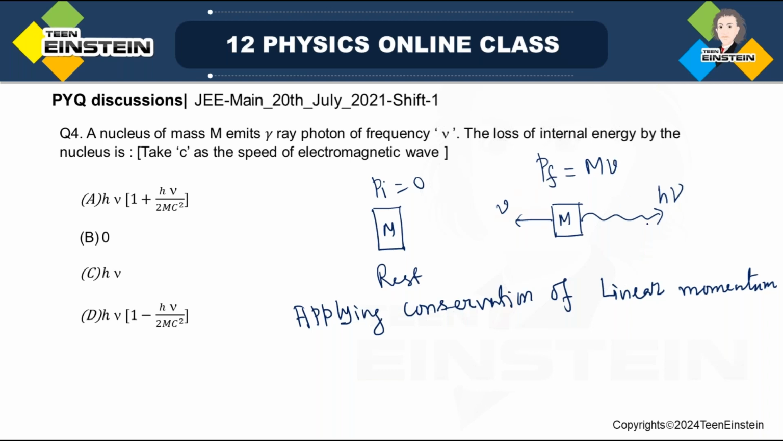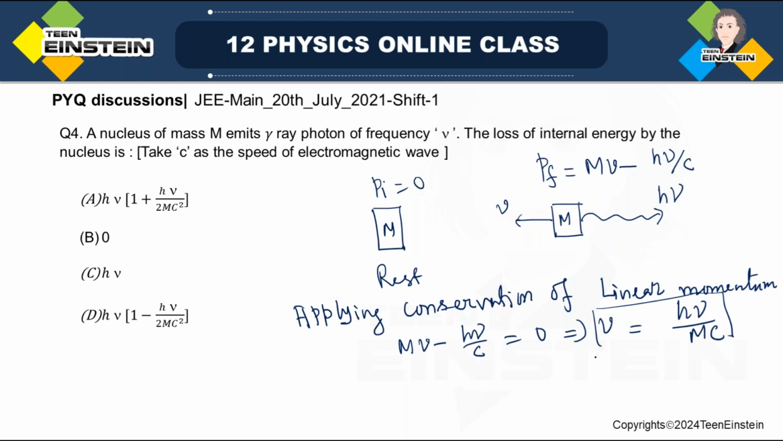So mv, and this is in the other direction, so the momentum of the photon is E by c. So we get mv minus h nu by c is equal to 0, which will give you v, the final velocity, is equal to h nu by mc. This is the velocity the parent nucleus gets after emitting the gamma photon.